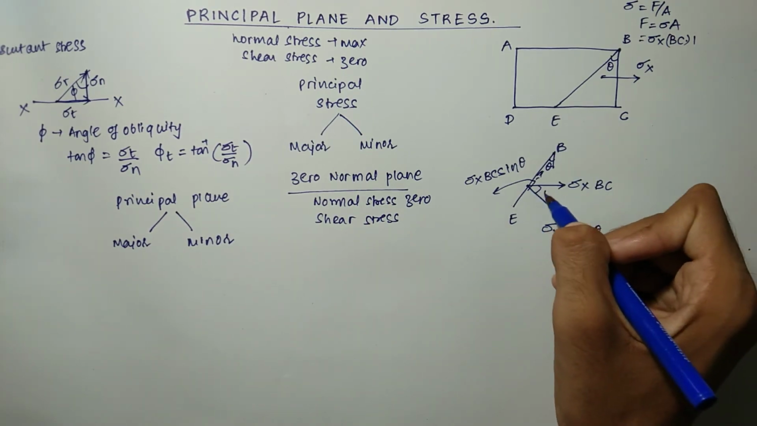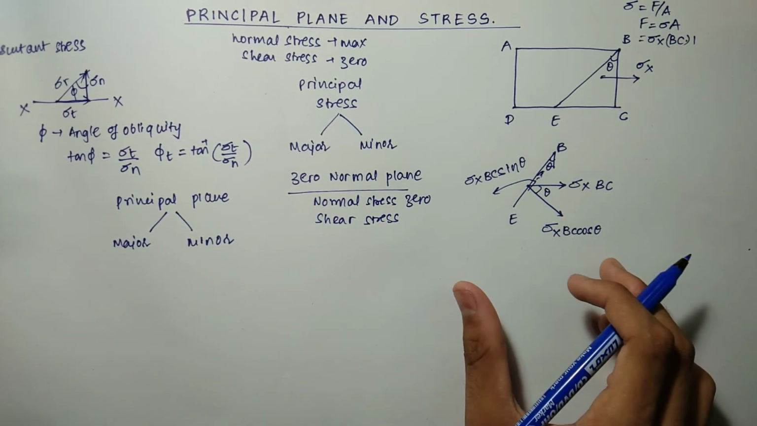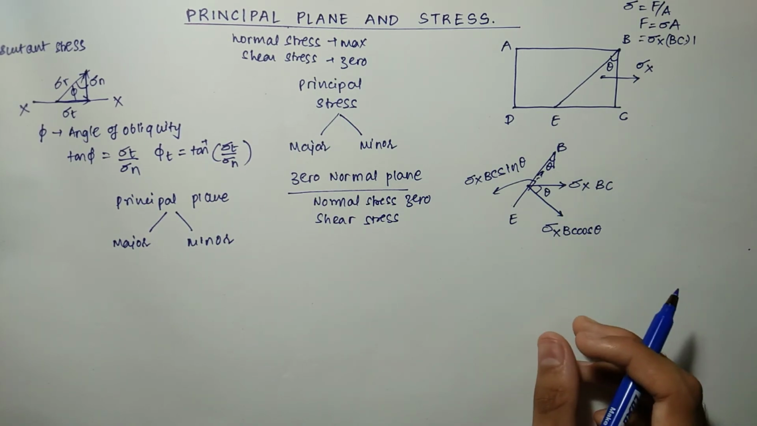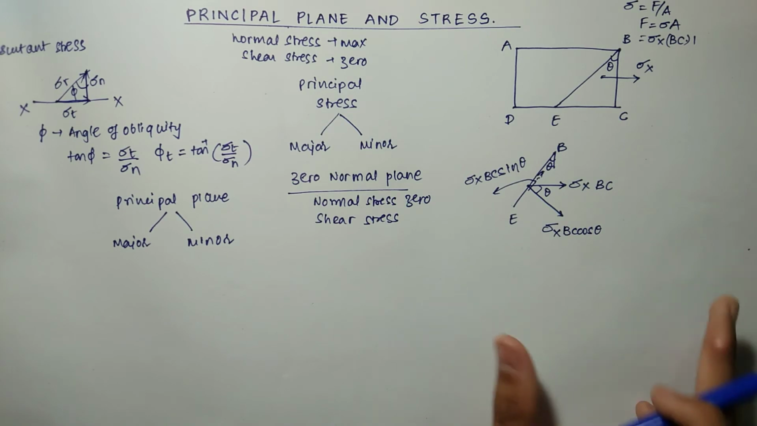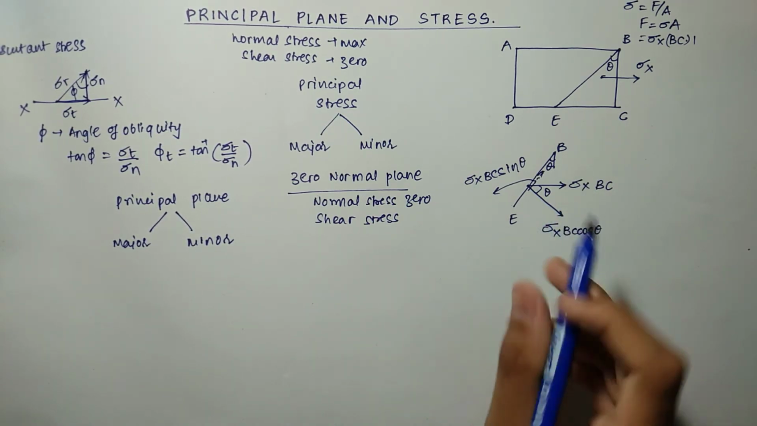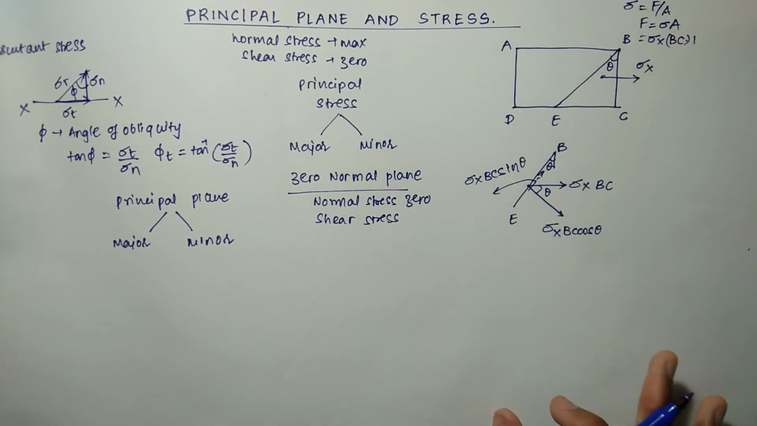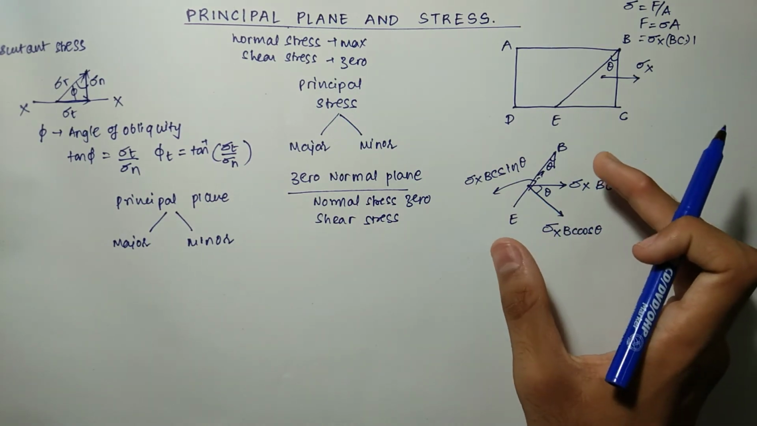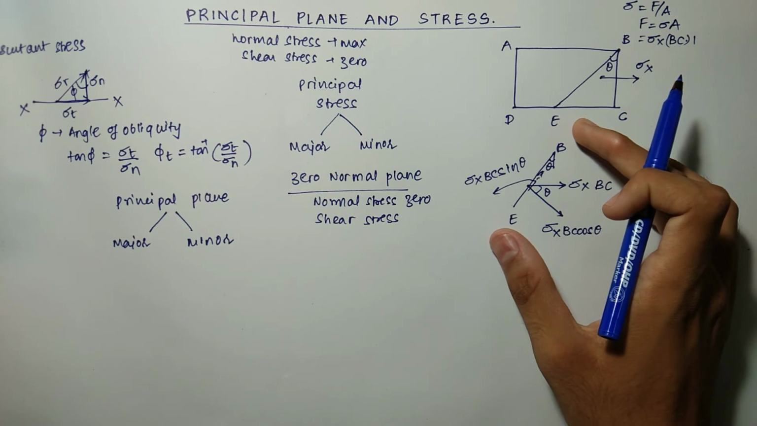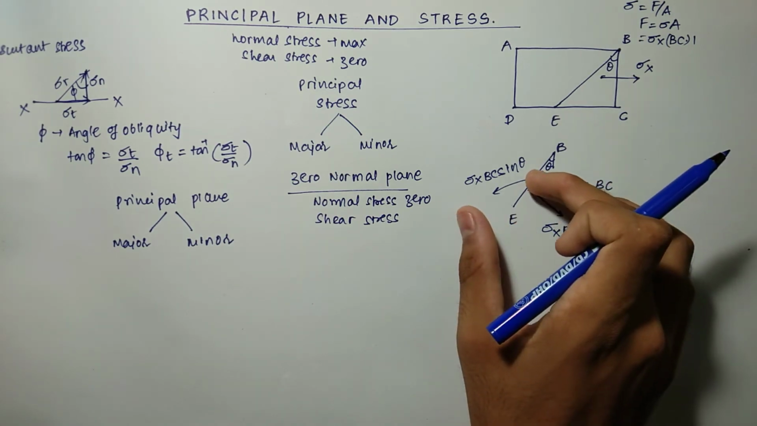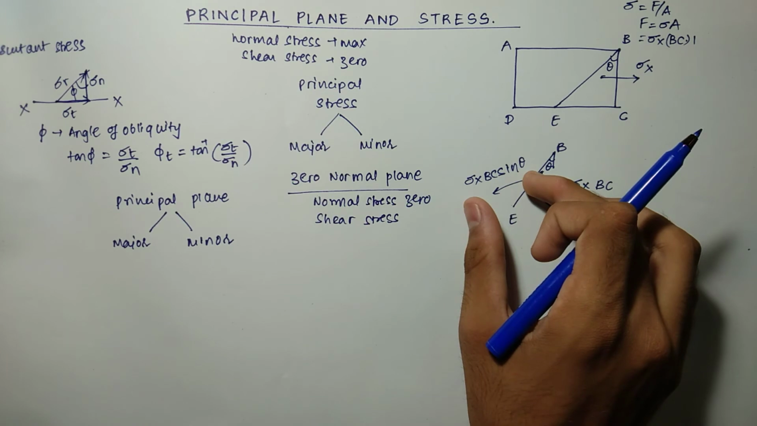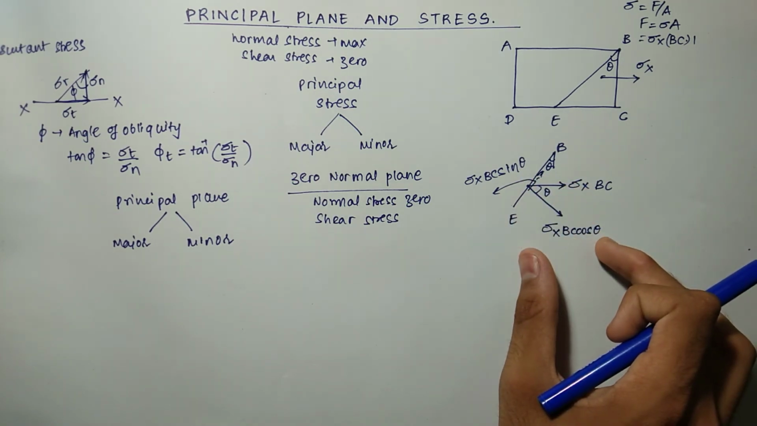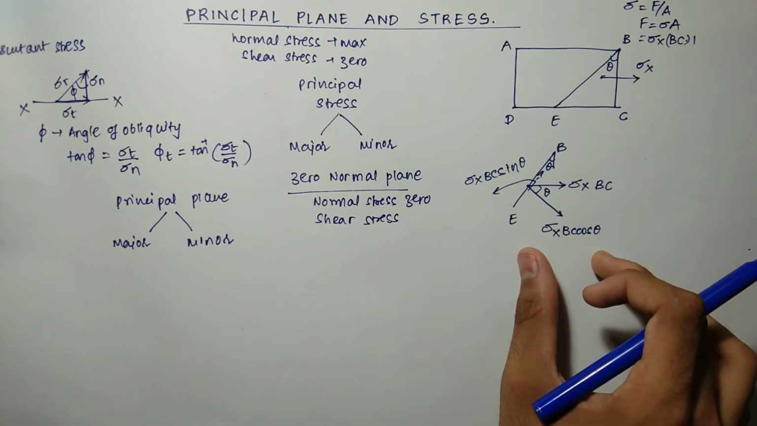Now we would be applying the equilibrium condition for determining this. We will be simply using the formula that stress is equal to force upon area. When we derive the tangential stress, the component of the force along the tangent, that is the tangential component of the force, is given as sigma x BC sin theta, and the normal component of the force is sigma x BC cos theta for deriving the equation for the normal stress.